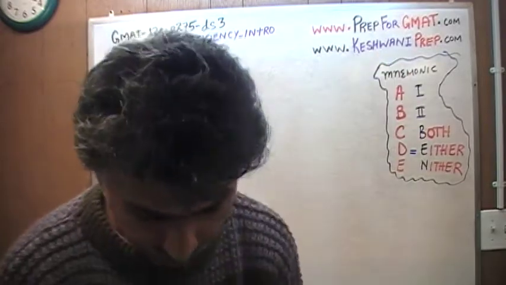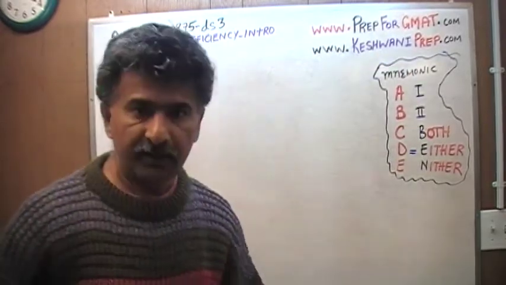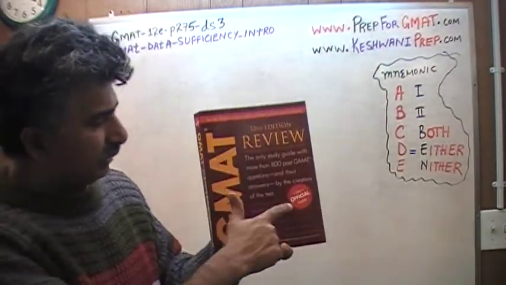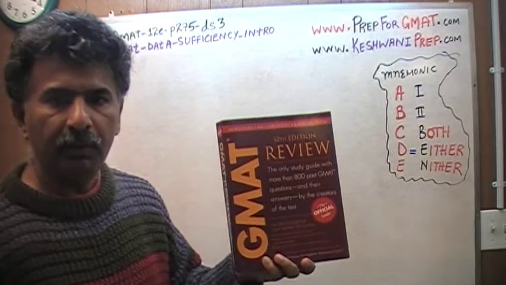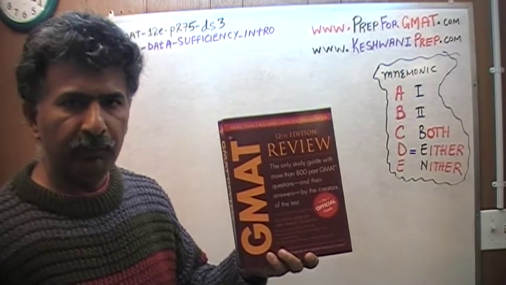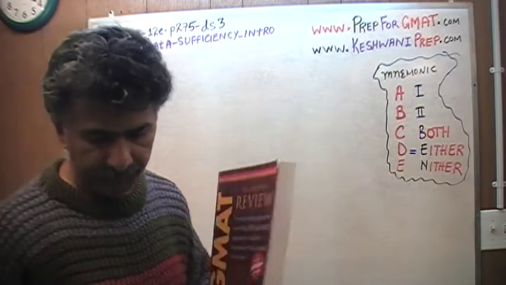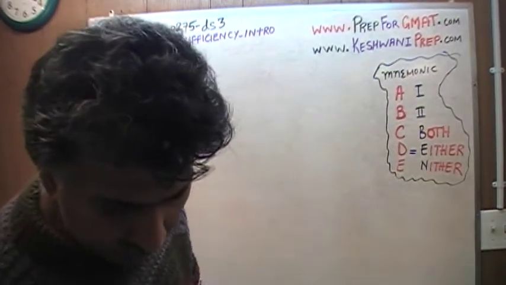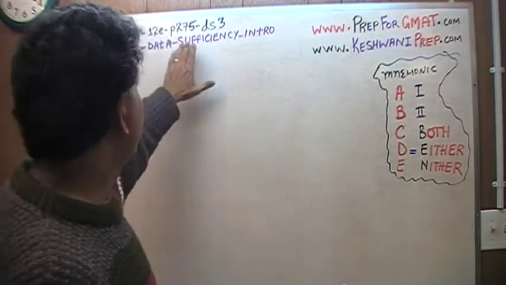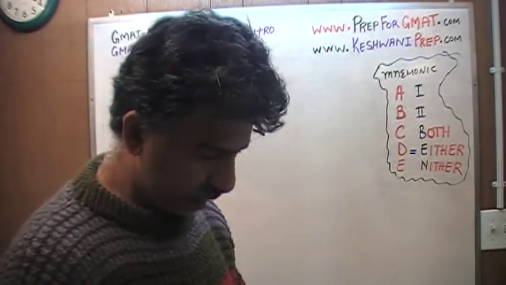I have been solving data sufficiency problems for GMAT out of this book here, GMAT Review, the official guide, 12th edition. If you do not own this book already, purchase one immediately. You should be able to find it at mba.com. The problem that I'm about to solve is the one that you're going to find on page number 275, number 34.